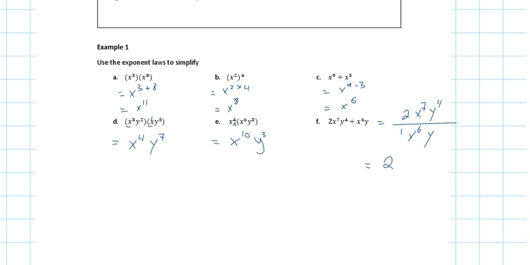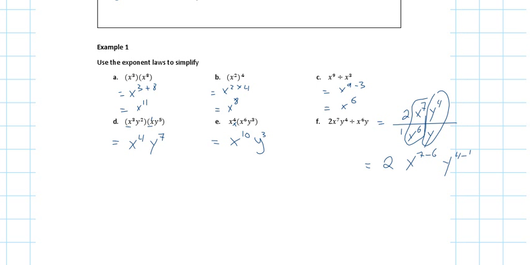That's right. So 7 and 6, right? They both have the same x, the same base x. And then because I'm dividing, I have to subtract the exponent, right? So that's 7, take away 6. So what's 7 minus 6? That's just x to the power of 1, yep. And then for the y, same thing. I have y, 4 minus 1.